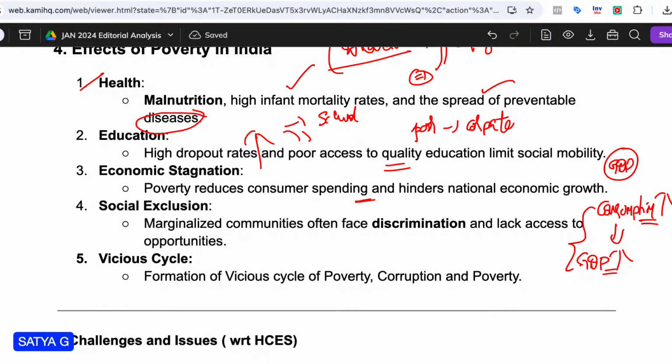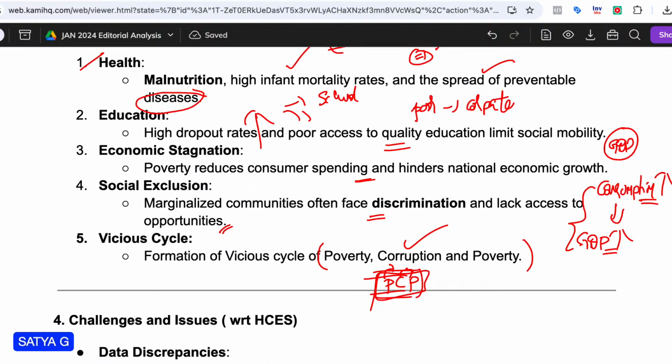And social exclusion, right? Marginalized communities always face discrimination and lack of access to opportunities. That affects poverty, because you are poor, so there is no opportunity for you. And the vicious cycle, friends, this is very important. This is the vicious cycle of poverty and corruption. Generally, poor people are prone to take to corruption, and corruption again leads to poverty. So this type of vicious cycle leads to poverty again. So these are the effects present in India right now.